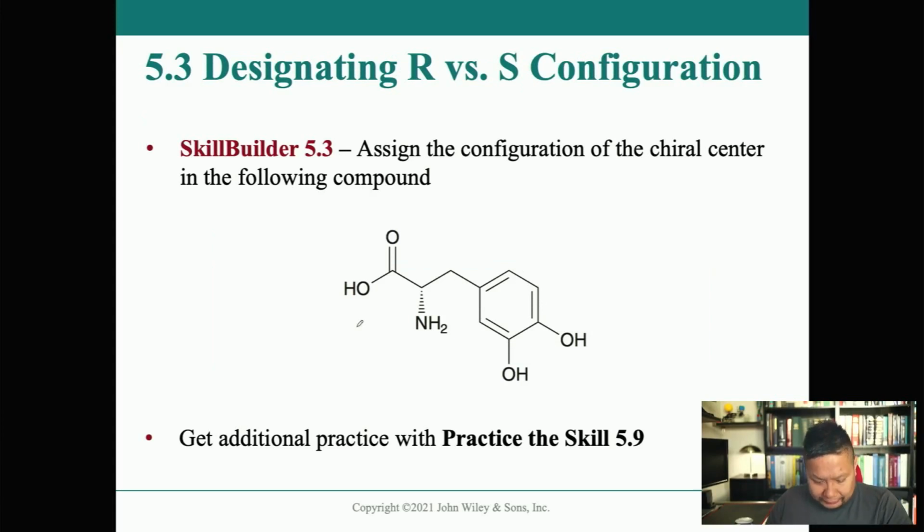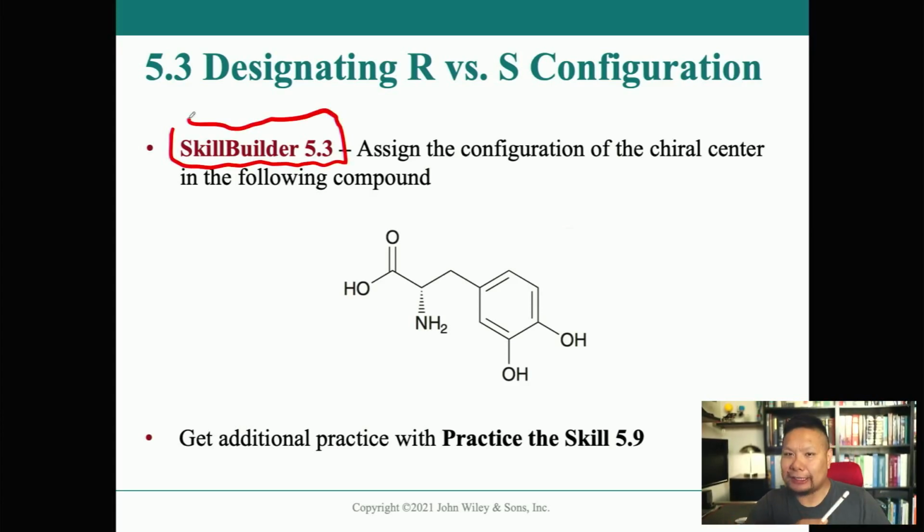All right. So skill builder here. Assign the configuration to this compound. Skill builder means that there are going to be example videos in Wiley Plus. So check out Wiley Plus because it's going to help you out with this.